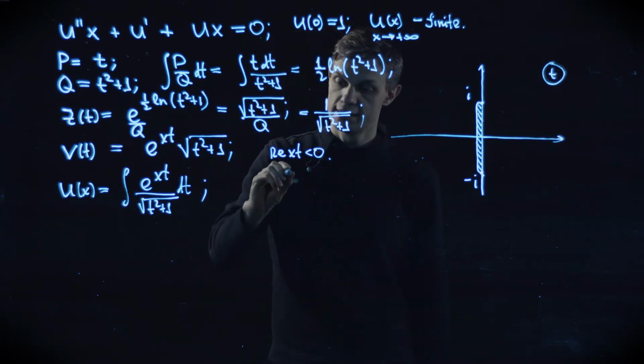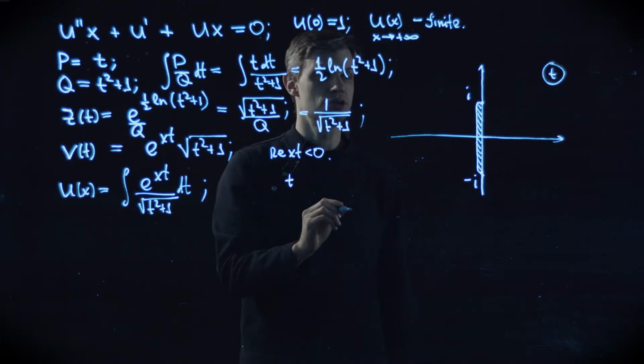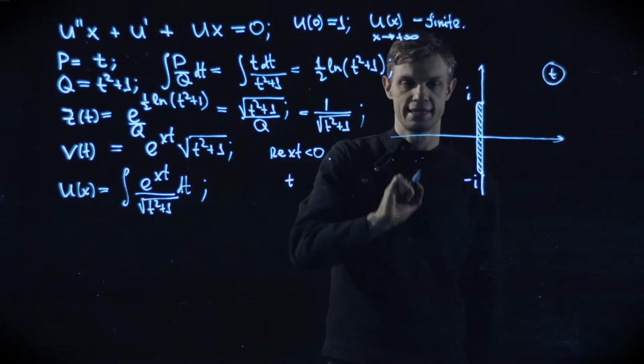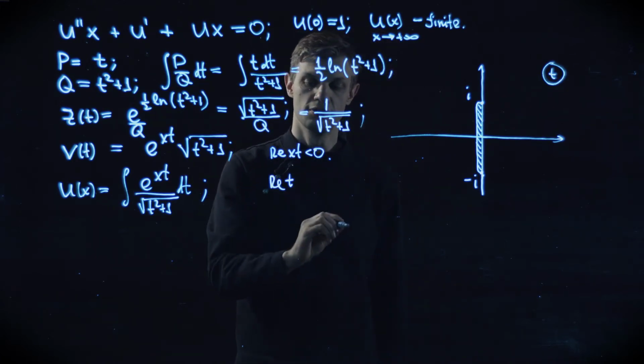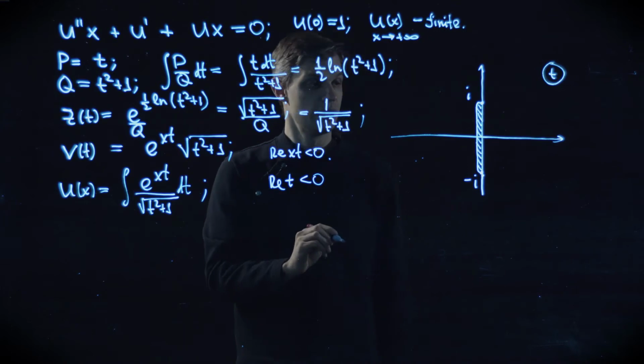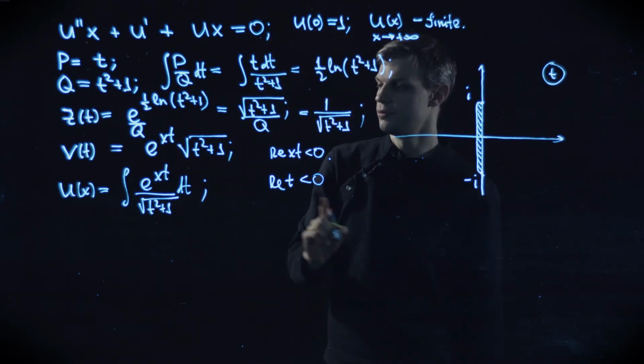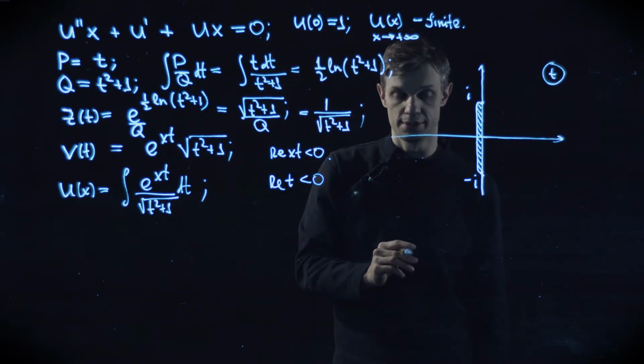All right. So in our particular case, we consider the case where x is positive, and that means that t should belong to the left complex semiplane. So the real part of t should be negative. Okay, so how do we choose now the possible contour configurations?